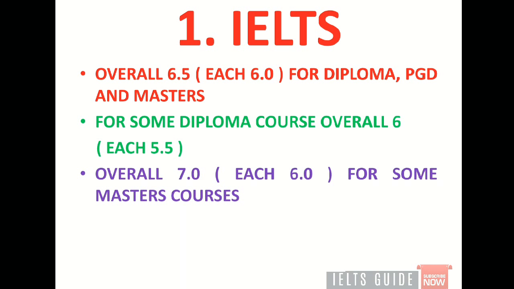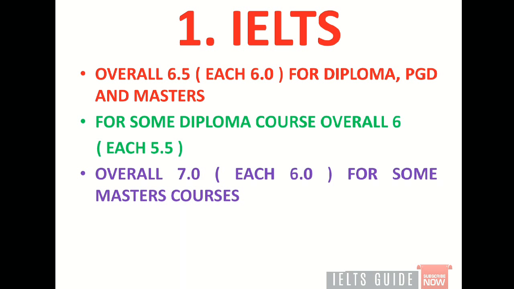For Canada you need an overall 6.5 band and in each module you need 6.0. In all four modules at least you need 6.0 band and your overall band must be 6.5. That is the first requirement for the Canada application. For diploma, post-graduation diploma and masters, in all the courses you require this score.